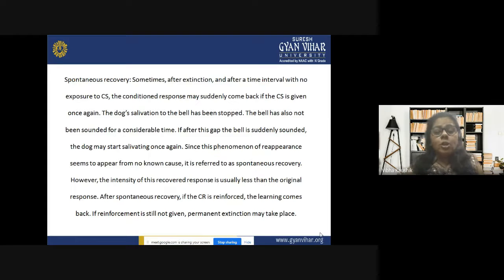The learning comes back, which means the dog will start salivating at the sound of the bell. If reinforcement is still not given, if meat is not presented to the dog, permanent extinction may take place, which means the conditioning that has been established will be lost.